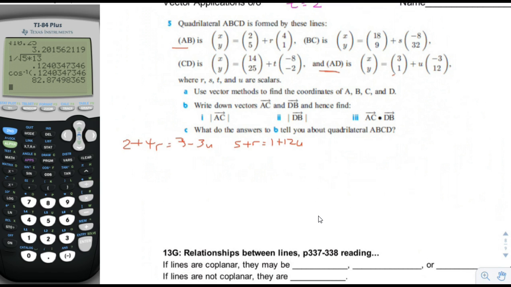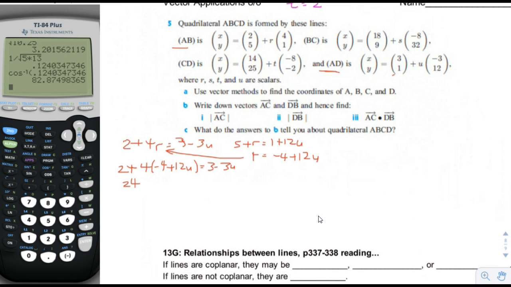And then we're just going to solve for, for example here, r. So we get r equals negative 4 plus 12u. And then we'll put that in here. We're just doing two equations, two unknowns. Negative 4 plus 12u equals 3 minus 3u.